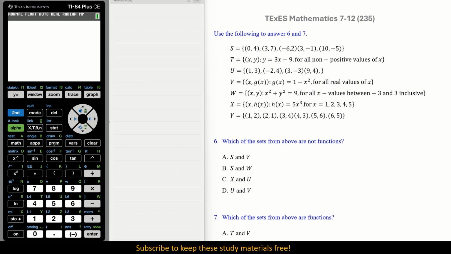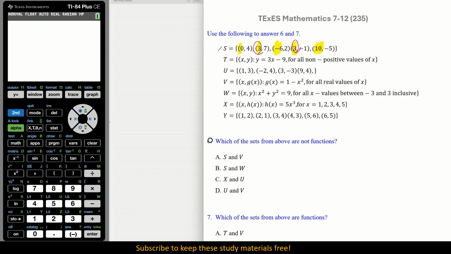Okay, so set S, let's look at all of the X values. I'm just going to highlight them. And I see repeating threes, so this is not a function. Okay, let's just X that out. Oh, there, that's a better X.